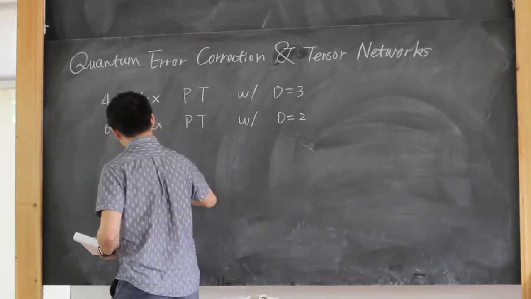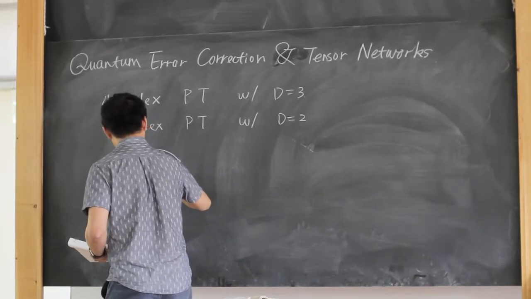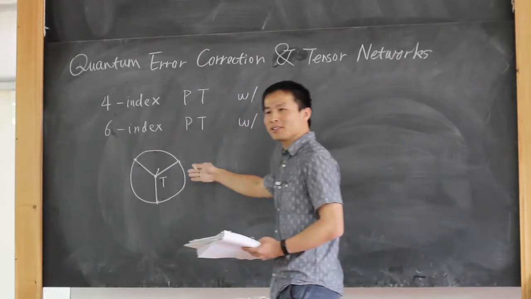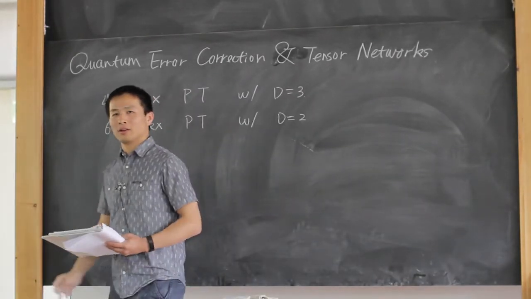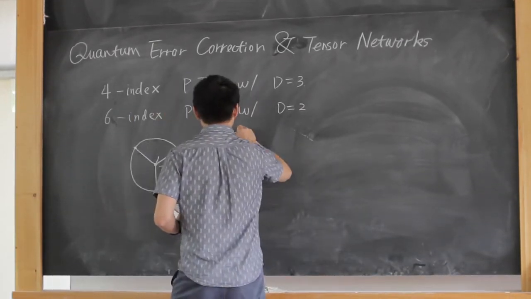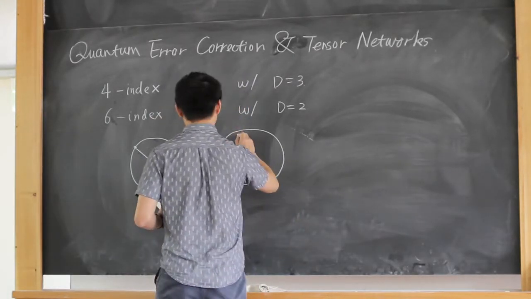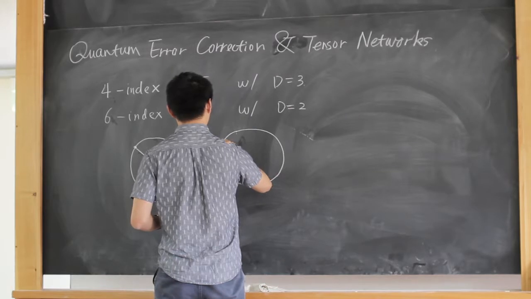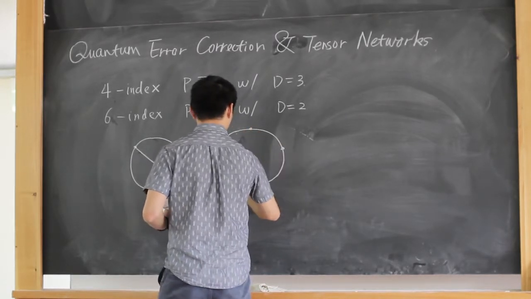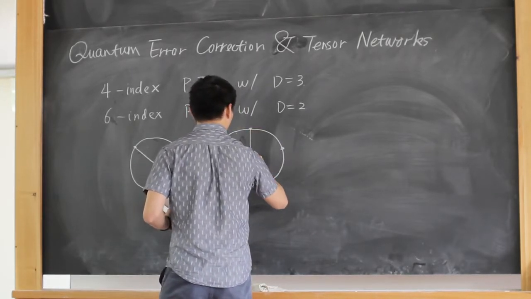And the bulk point is now represented by a dangling leg of the tensor, and the tensor is sitting in the middle. So we have one perfect tensor here constructing the 3-qubit code. Similarly, we can use the second perfect tensor, the 6-index one, to construct another code which involves 5 qubits, encoding 1 qubit.